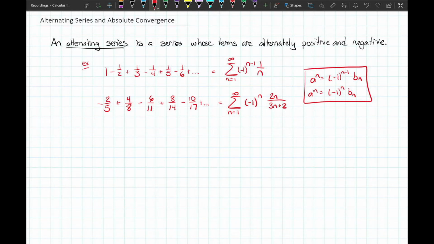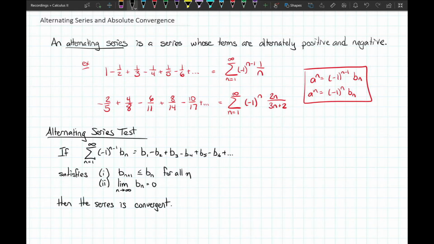Now, let's see if we can use the alternating series test to determine when these may be convergent and when they may be divergent. The alternating series test says that if we have an alternating series, and here we'll use the form negative 1 to the n minus 1 times some expression b_n, that would be like starting on a positive term, but it doesn't really matter if we start on a negative or a positive. They're going to get you the same value, just opposite signs.